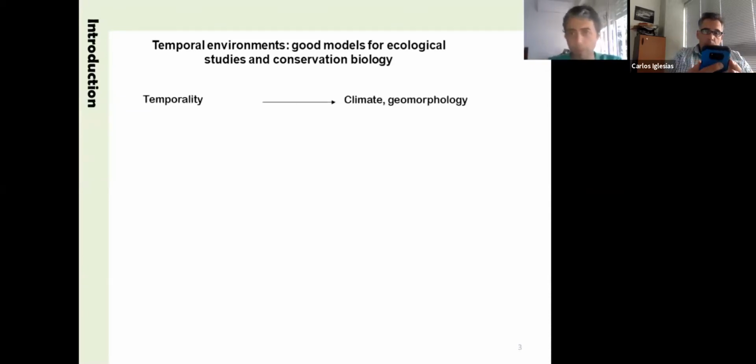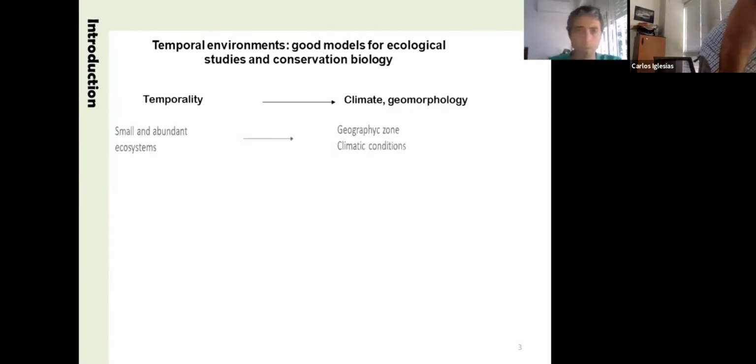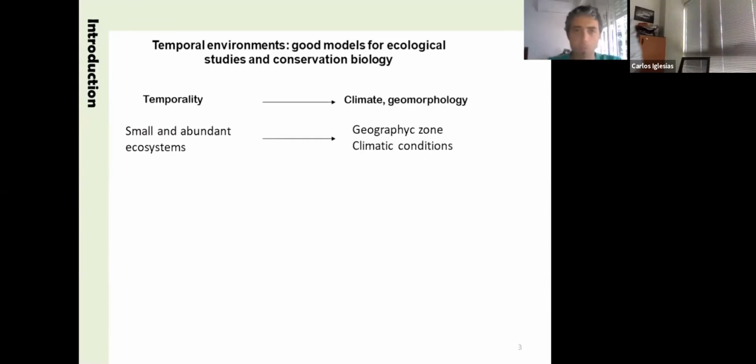Temporality is determined basically by climate, precipitation, evaporation rate, and also geomorphology, among other factors, but these are most important. They are relatively small and abundant ecosystems, so it's easy to find several temporary ponds in the same geographic zones exposed to the same climatic conditions. This allowed real replication with very high numbers of replicates.